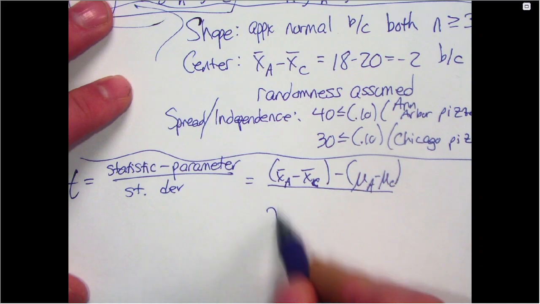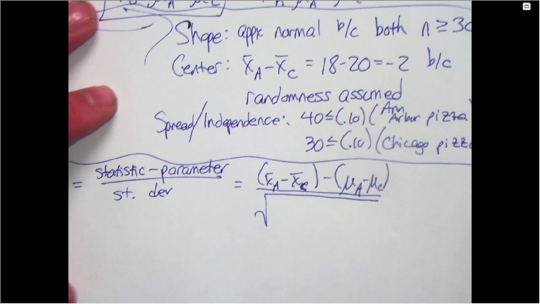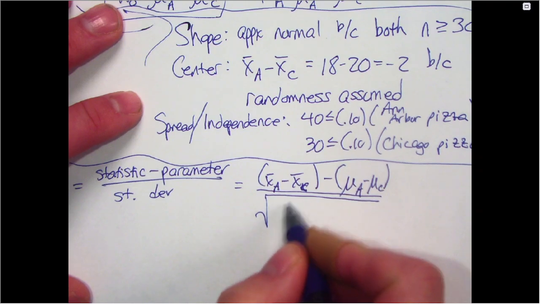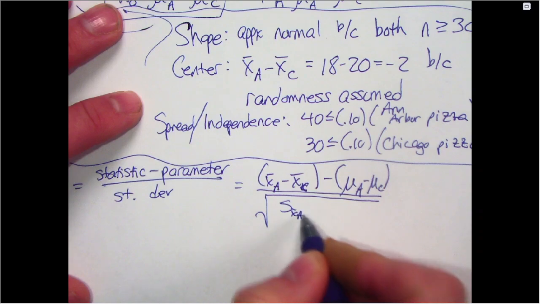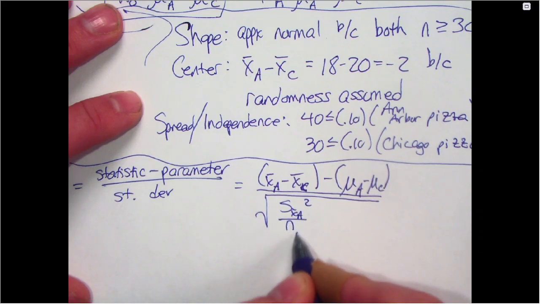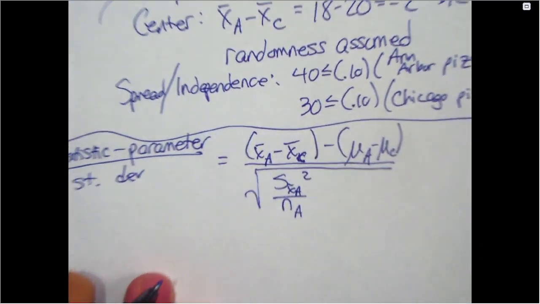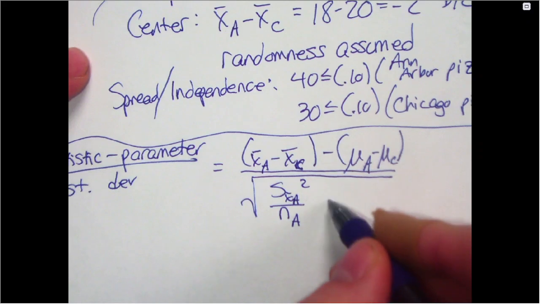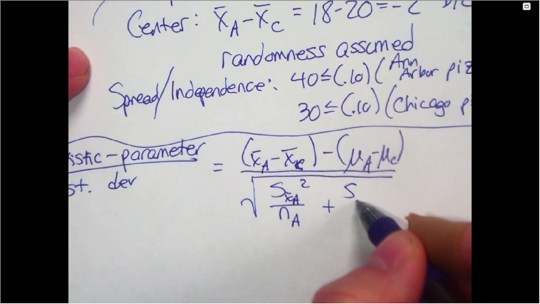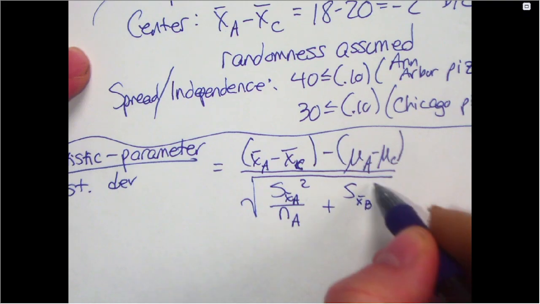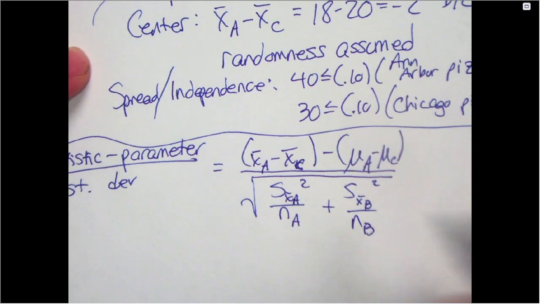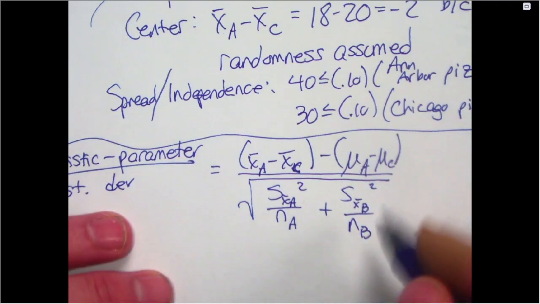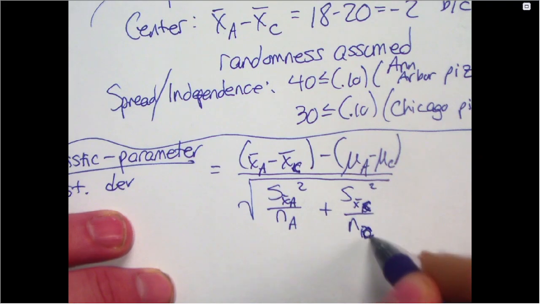Then the standard deviation, you can have your note card or whatever for the formula. It's the square root of the standard deviation of A squared over the sample size of A. It's a lot of sub-letters there. Plus the standard deviation of B squared over the sample size of B. C, Chicago.